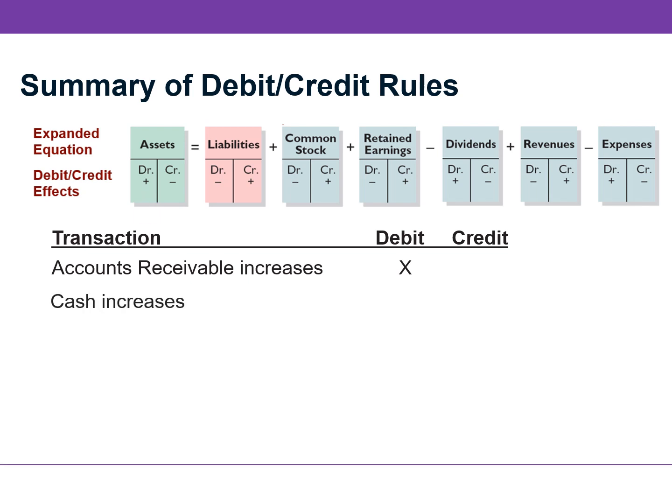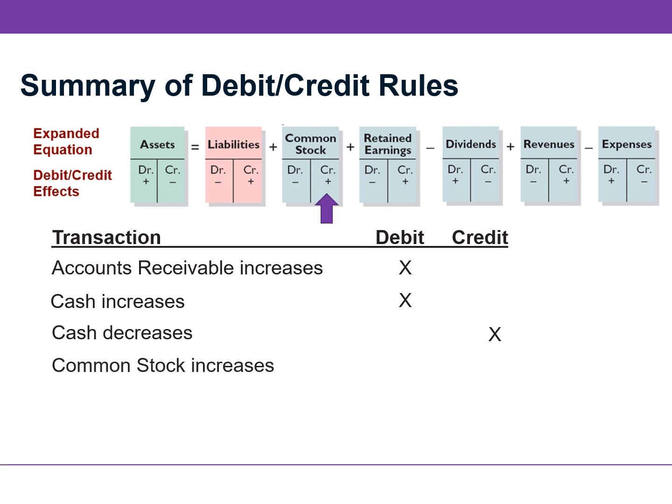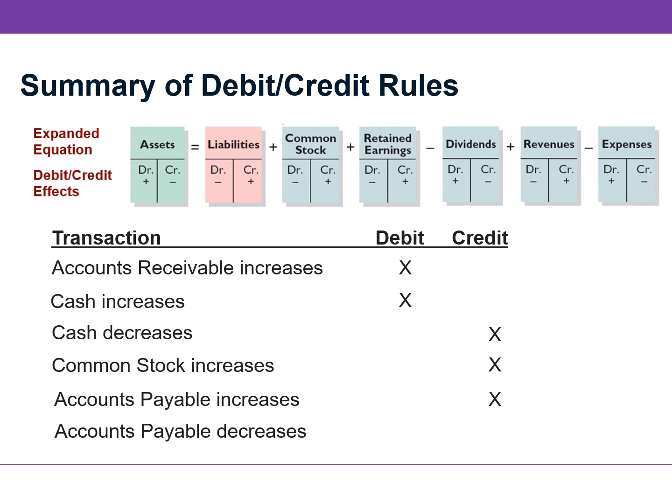If cash, which is also an asset, increases, you will debit this account. If cash decreases, you will credit this account. If common stock increases, you will credit this account. If accounts payable, which is a liability, increases, you will credit this account. If accounts payable decreases, you will debit this account.